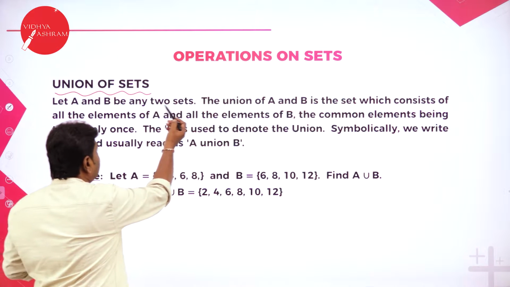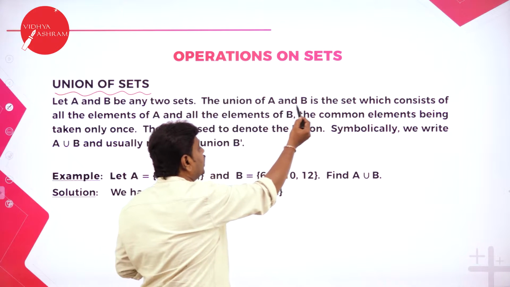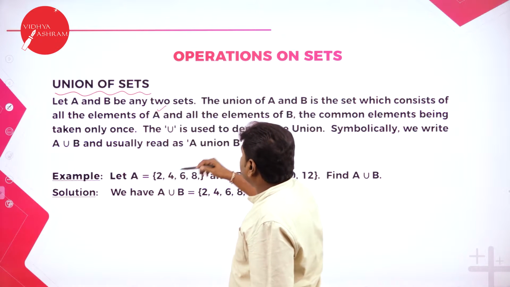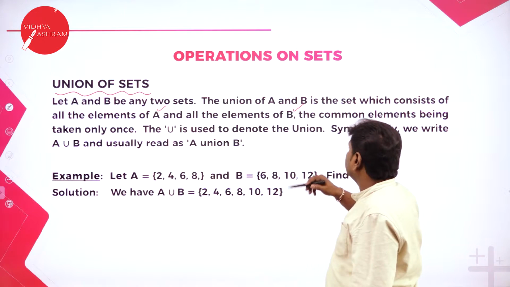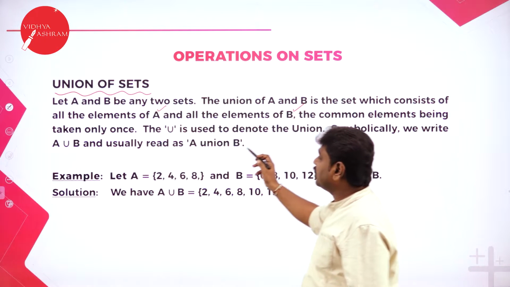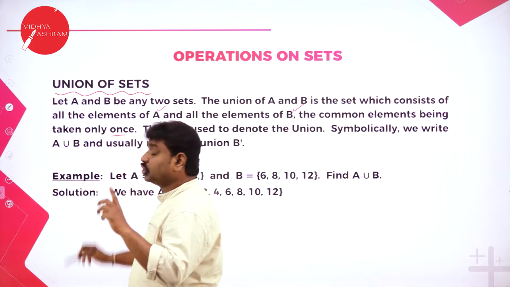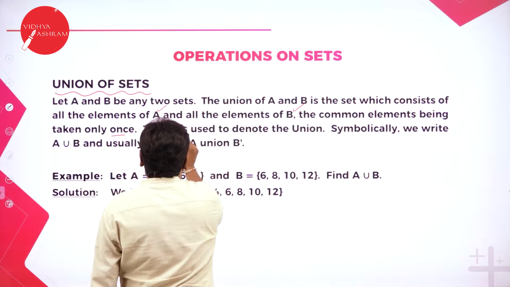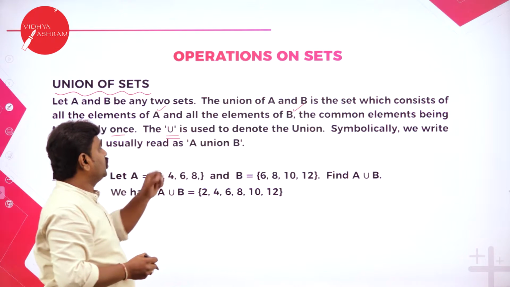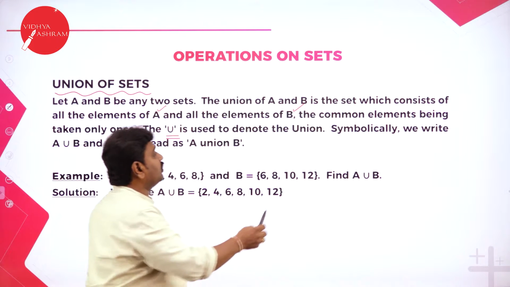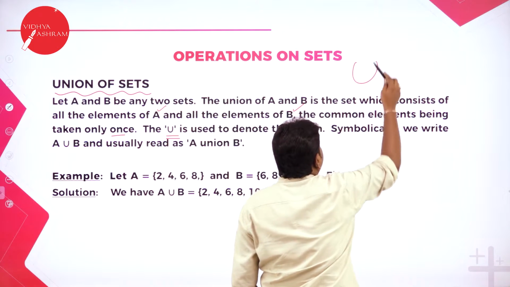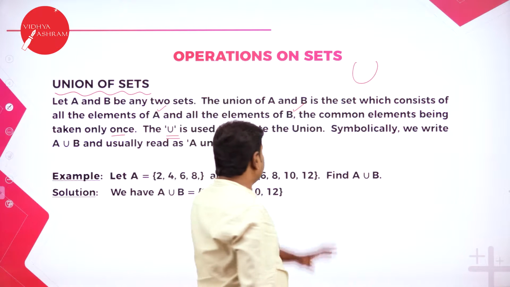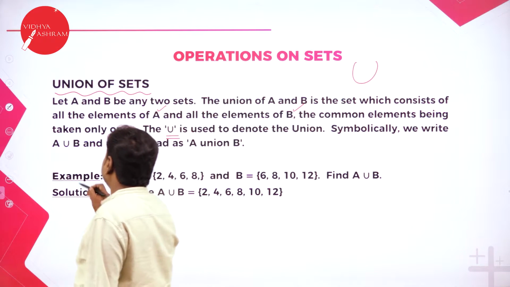A and B be any two sets. The union of A and B is a set which consists of elements of A and it should contain elements of B, but the common elements being taken only once. You should not repeat them. And we denote union using the symbol U. U stands for what? Union. Symbolically we write this as A union B.